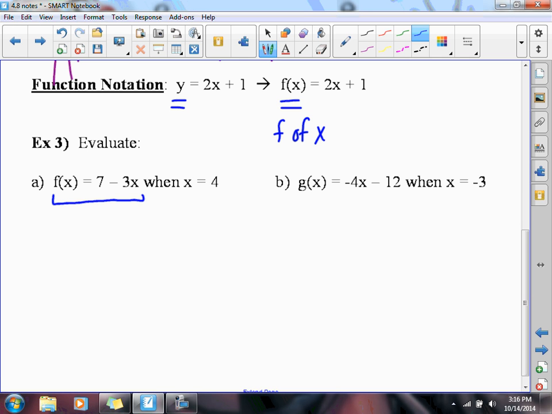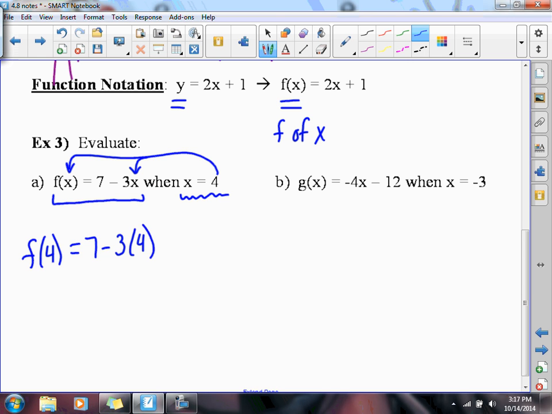Okay, now they want us to evaluate this when x is equal to 4. So that means I'm going to substitute 4 into the function, wherever I see the x. So I'm going to substitute it into the notation and into the actual function. So I'm going to write f of 4 equals 7 minus 3 times 4.